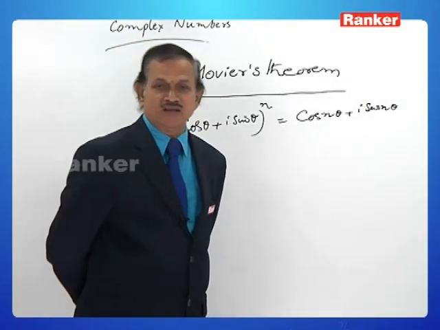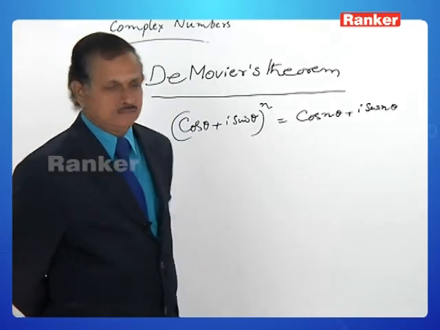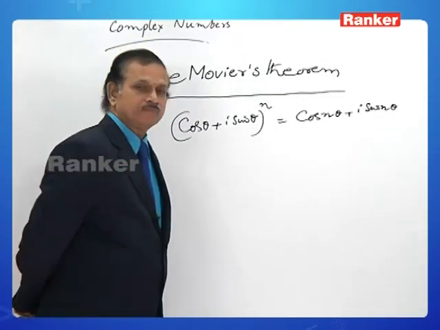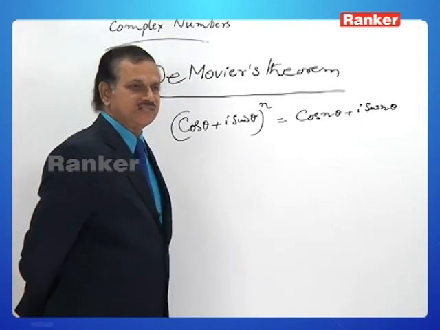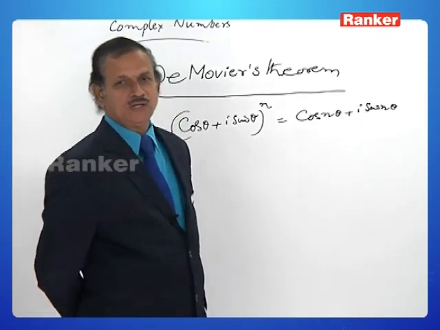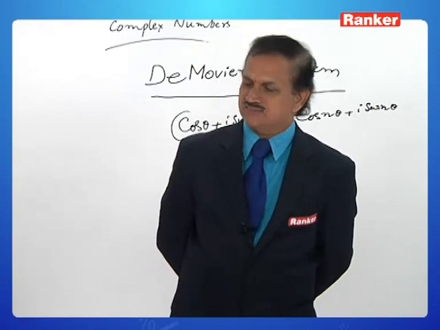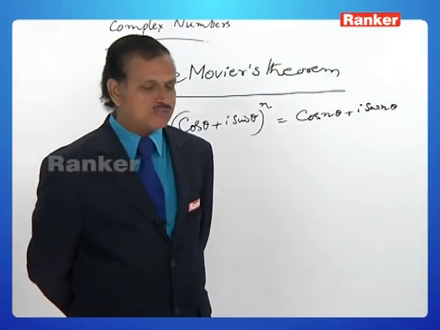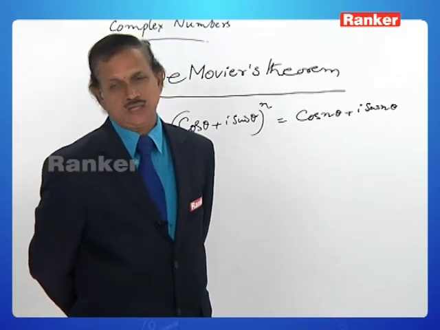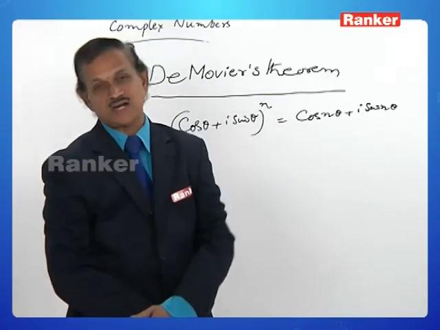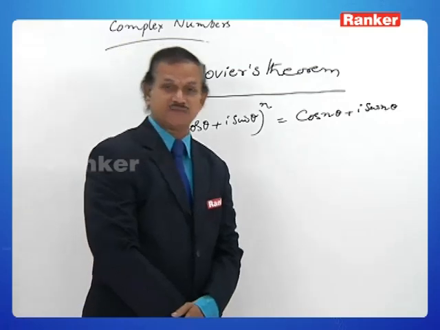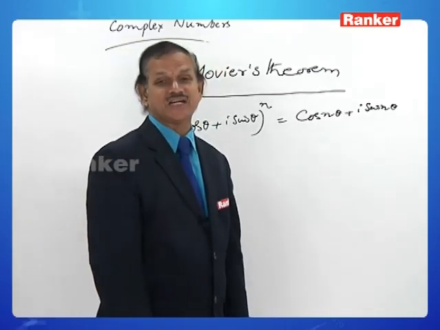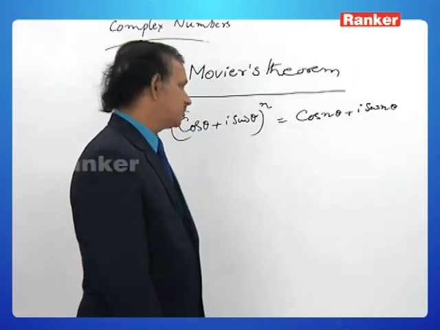If theta is a real number, De Moivre's theorem says that (cos theta plus i sin theta) whole to the power of n is equal to cos n theta plus i sin n theta. This has been proved in almost all the cases of n. If n is a positive integer, it is correct. If n is a negative integer, it is correct. If n is a rational number, also it is correct. So we will be making use of this result.